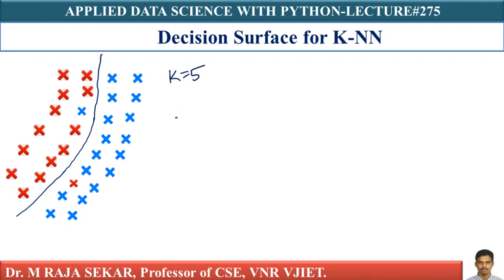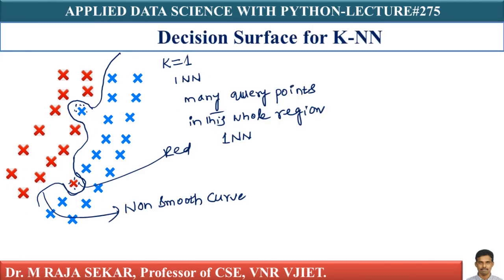If you observe this particular decision surface with k equal to 1, certainly you can understand the difference. What is the difference? We will try to understand. Just let me go back and show you. This is k equal to 1. In the case of k equal to 1, your decision surface is a non-smooth curve. This is a jagged curve which has got twists and turns for k equal to 1.